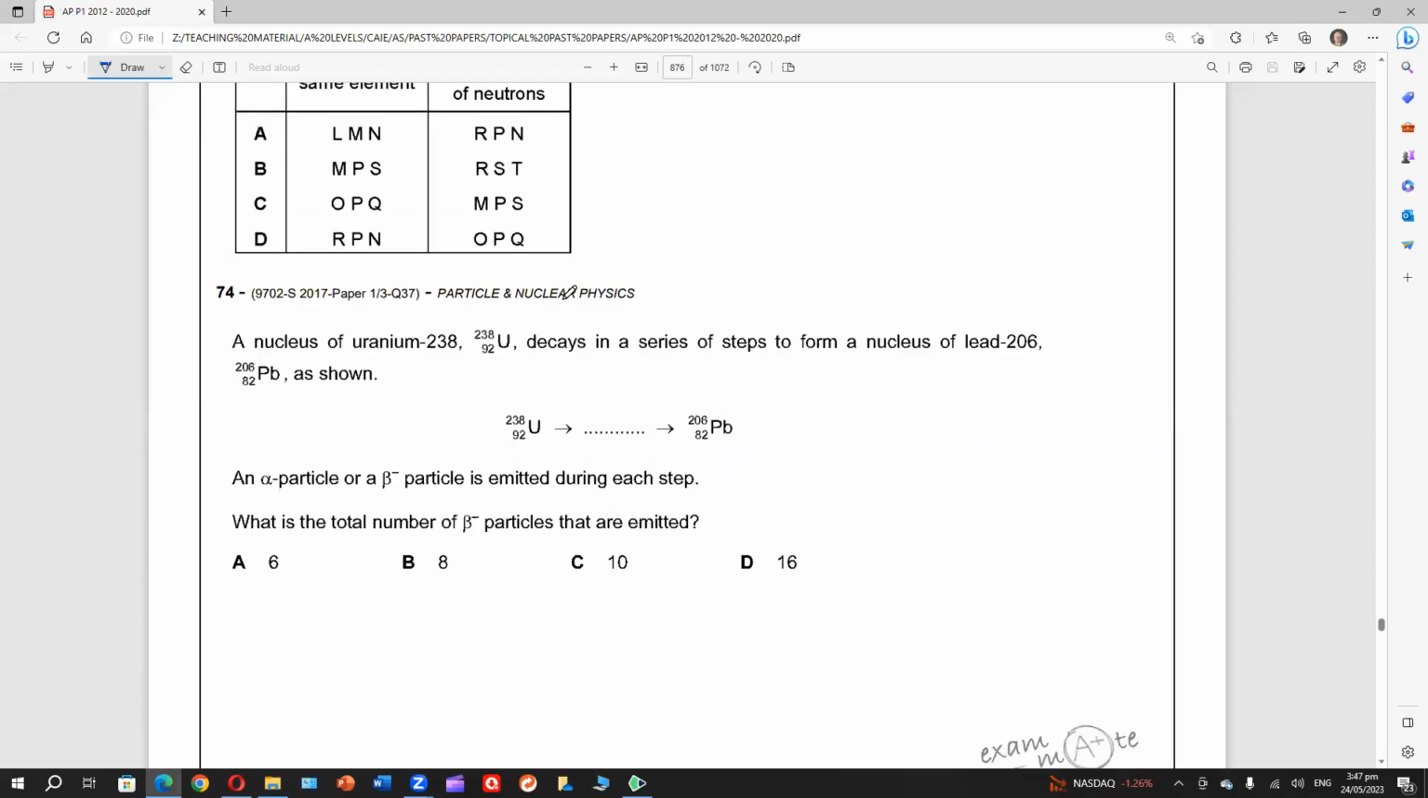A nucleus of uranium-238 decays in a series of steps to form a nucleus of lead-206. An alpha particle or beta minus particle is emitted during each step. What is the total number of beta minus particles which are emitted? How many steps are there?